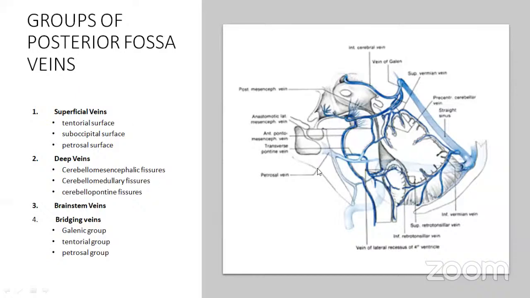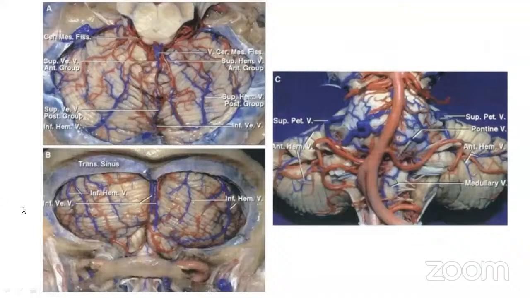In this session, we'll discuss the brainstem veins and the bridging veins, which are the major sinuses that drain these groups of veins. So just to have a quick review of the previous session, this is the tentorial surface. Here we can see the superior hemispheric and superior vermian veins draining anteriorly into the vein of Galen and posteriorly into the torcula. This is the suboccipital surface.